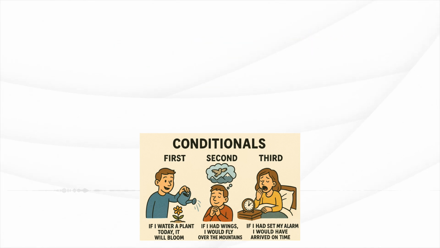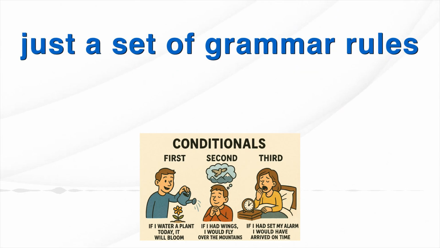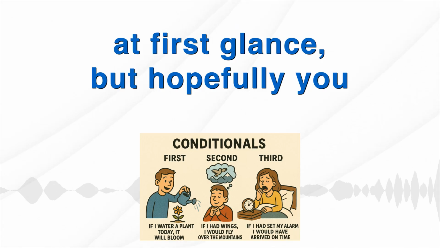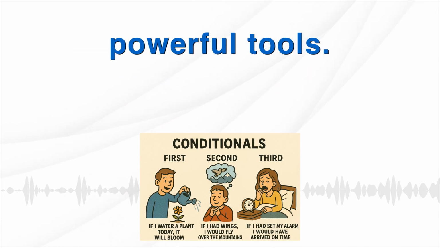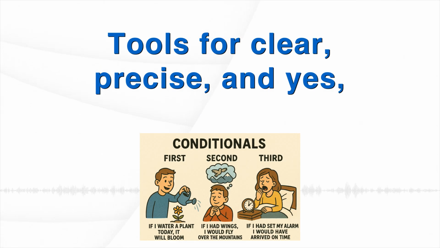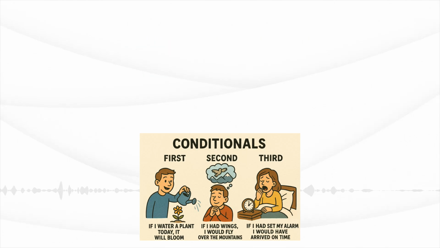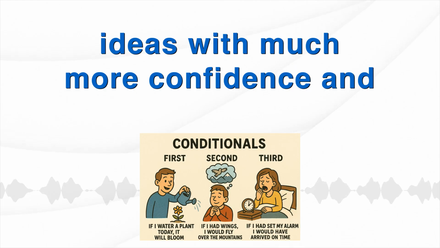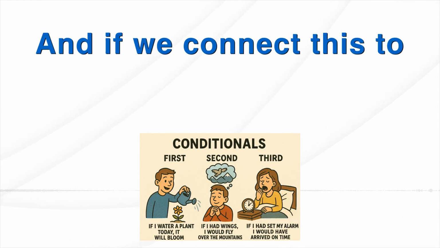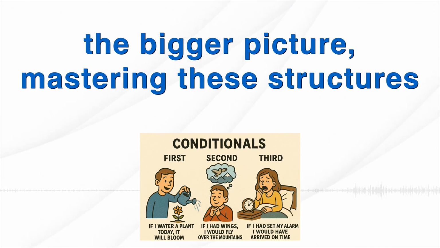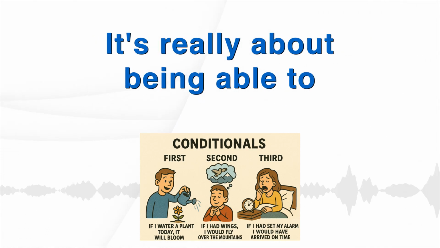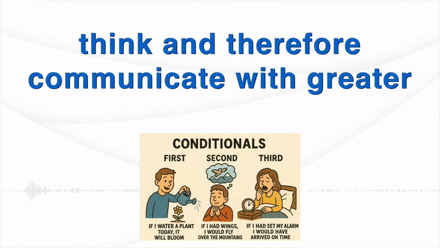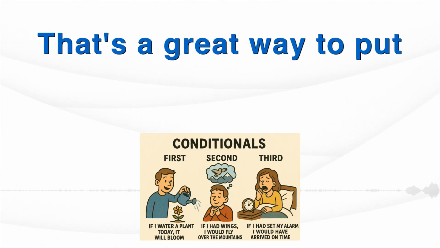Okay, so wrapping things up, what does this all mean for you, our listener? Well, English conditionals might seem like just a set of grammar rules at first glance, but hopefully you can see now they're actually really powerful tools. Tools for clear, precise, and sophisticated communication. That's the goal. They help you express all sorts of things: possibilities, regrets, plans, hypothetical situations, complex ideas with much more confidence and accuracy. And if we connect this to the bigger picture, mastering these structures isn't just about being grammatically correct. It's really about being able to think and therefore communicate with greater depth, greater nuance. That's a great way to put it.